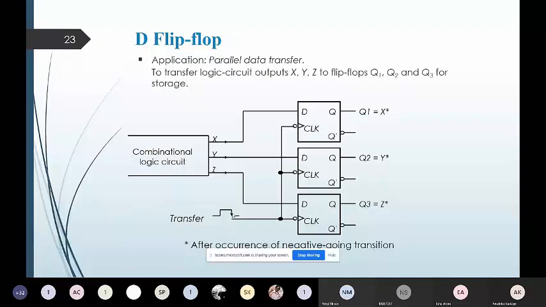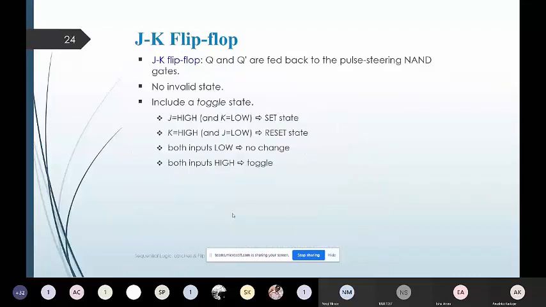Now, the next flip-flop that we are going to see is a JK flip-flop. As I have mentioned in the SR flip-flop, again here we are having three parts. One is the pulse steering circuit, second one is the pulse detector circuit, and third one is the NAND latch. With these three components itself, we are now going to check the JK flip-flop operation.